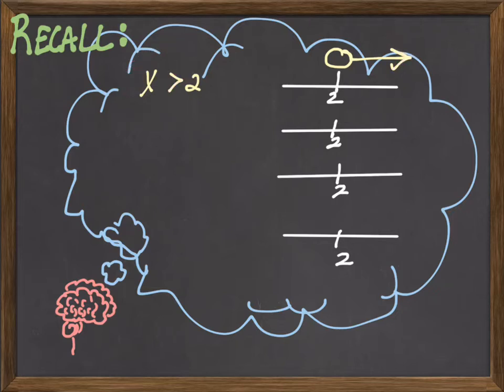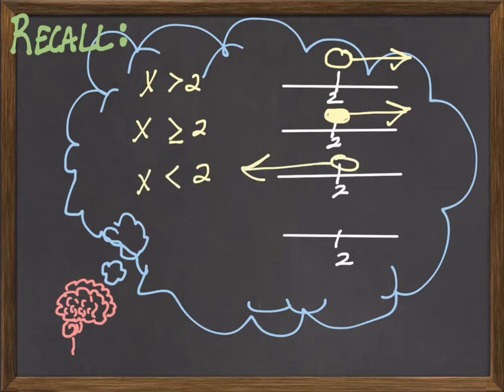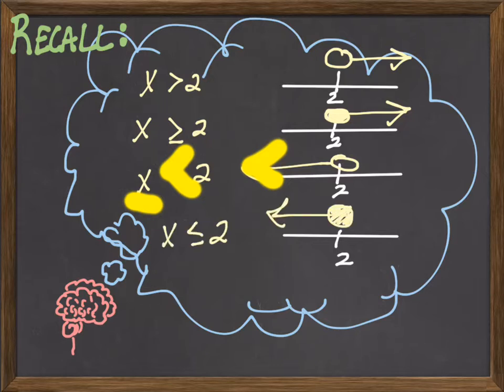Since there's no line underneath, this is not filled in. When it's greater than or equal to, that's when we fill it in. x less than 2 would point that way. Again, the x is on the left, so this arrowhead points the same way as this. And then we have x less than or equal to 2, fill it in.